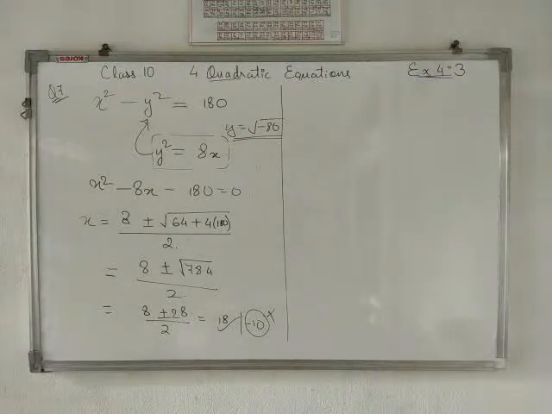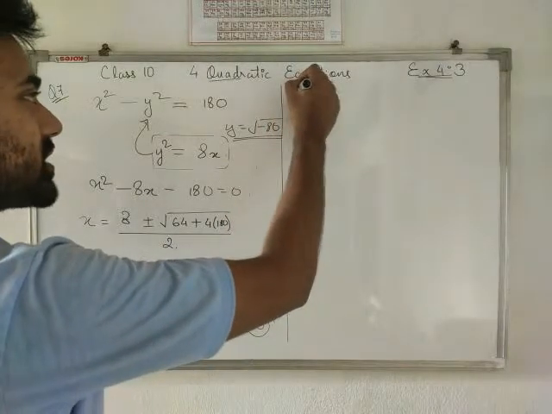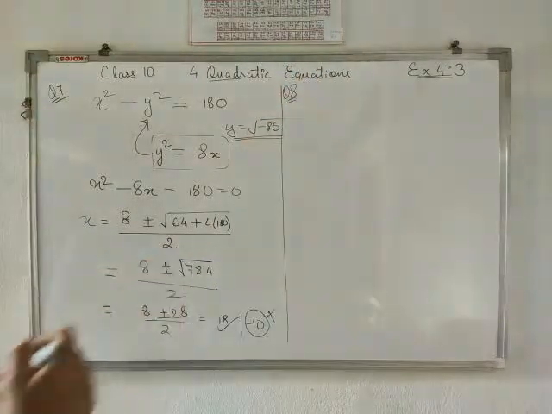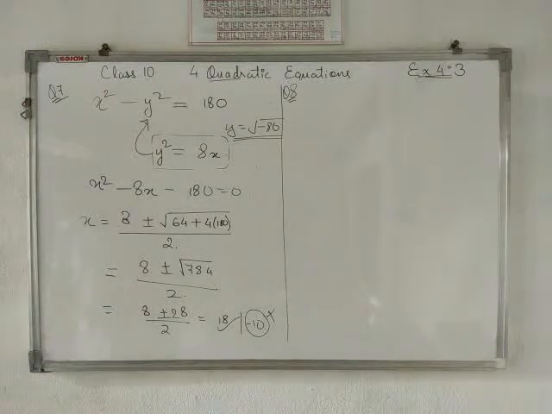Next, we have question number 8. So I hope question number 7 is clear. Next, question number 8. Listen to me very carefully. A train travels 360 kilometers at uniform speed. If the speed had been 5 kilometers per hour more, it would have taken 1 hour less. What is the speed of the train?